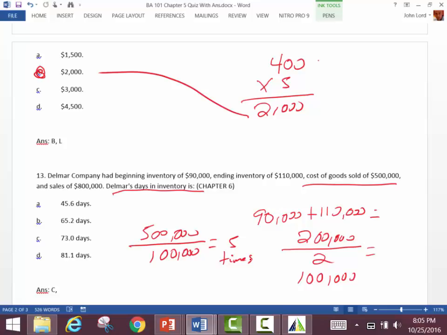Okay, so if we turn an inventory over 5 times and there are 365 days in a year, that means that what?